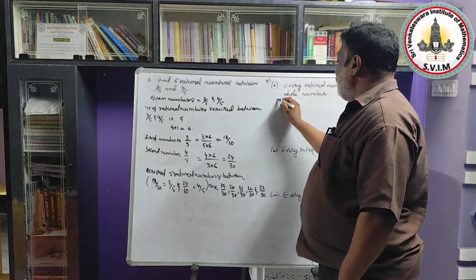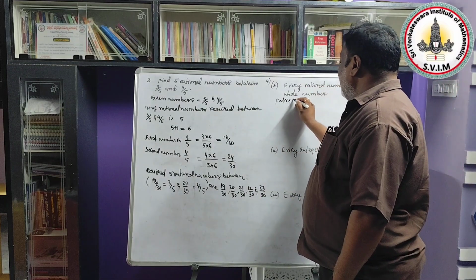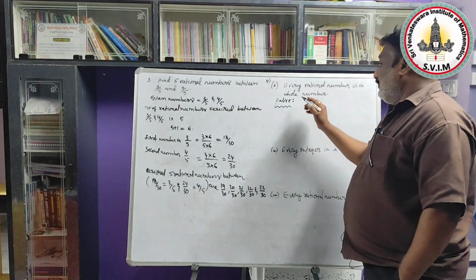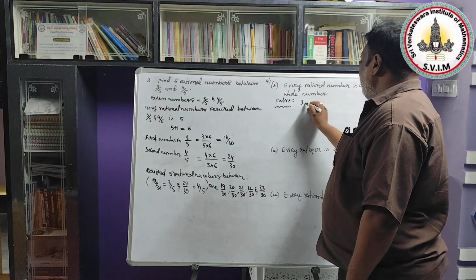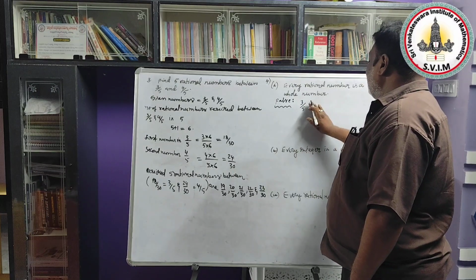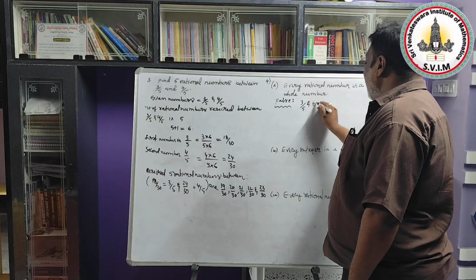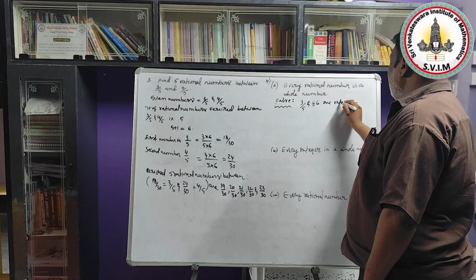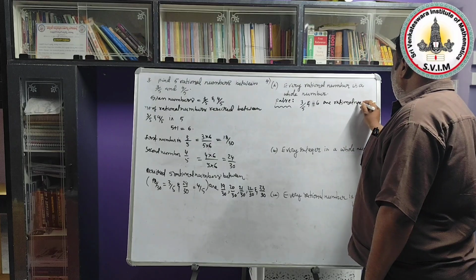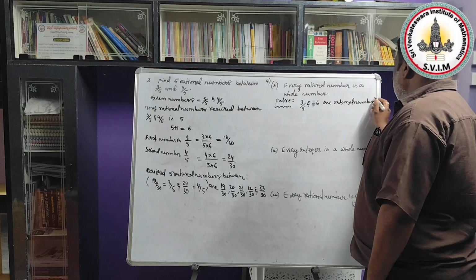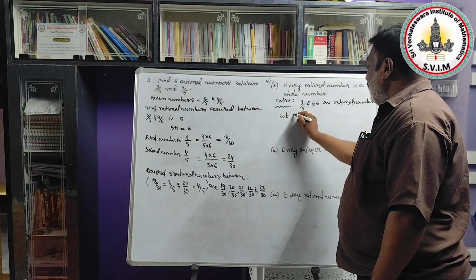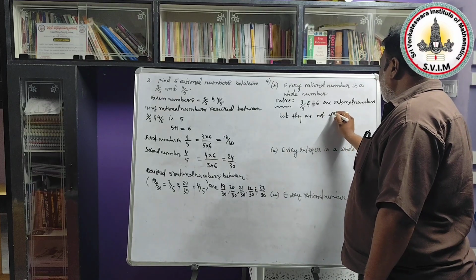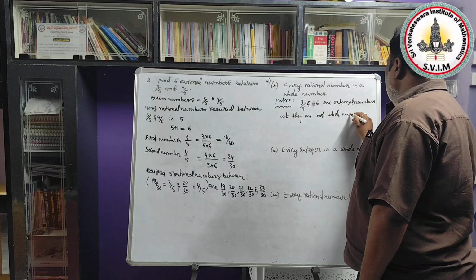So why are you writing that statement as false? For that, you also need to write a reason. Listen to me: 3 by 5 and minus 6 you can consider. 3 by 5 and minus 6 are rational numbers, but they are not whole numbers. That's all.